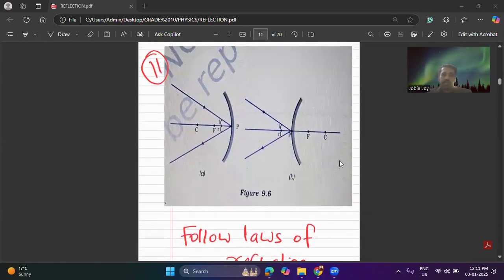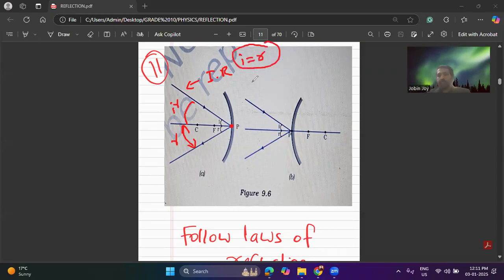Then coming to the next case. Okay, so this is the incident ray IR. This ray is coming to the concave mirror, and it will intersect here at pole P. What happens is, and again we know that this is called angle of incidence, and the ray will be reflected like this. This is called R. This angle of incidence will be equal to angle of reflection.